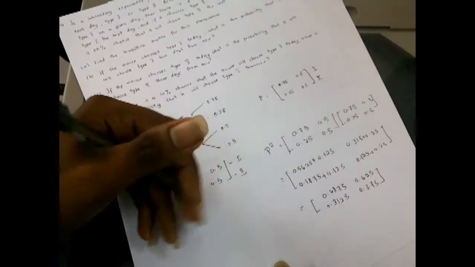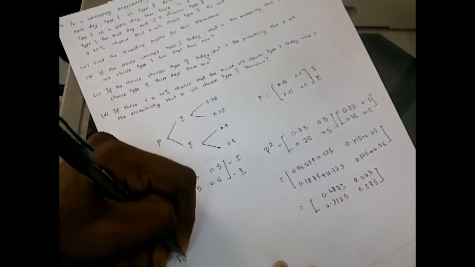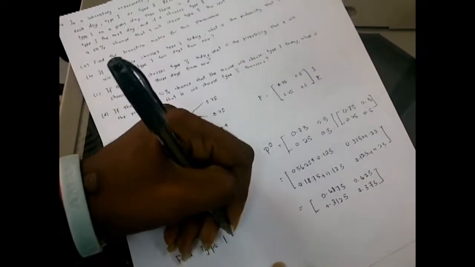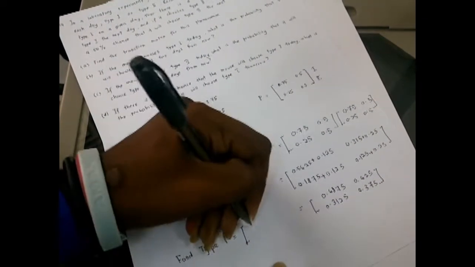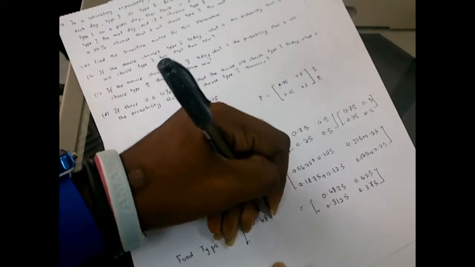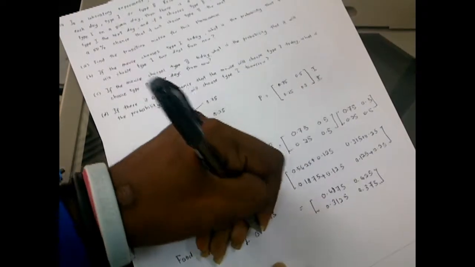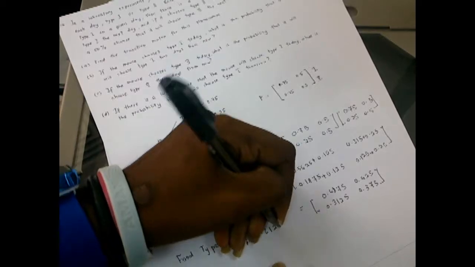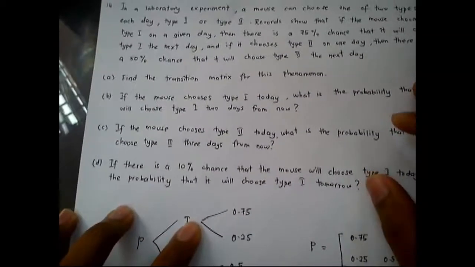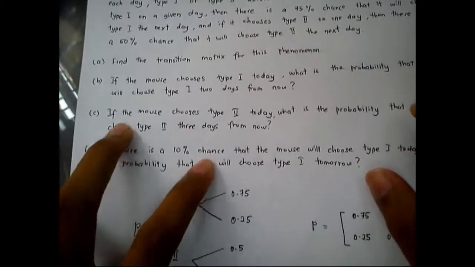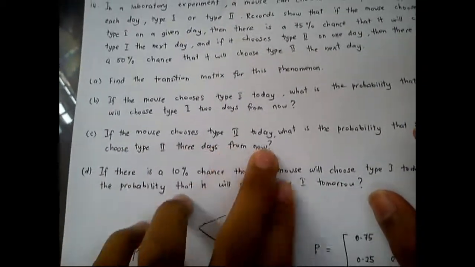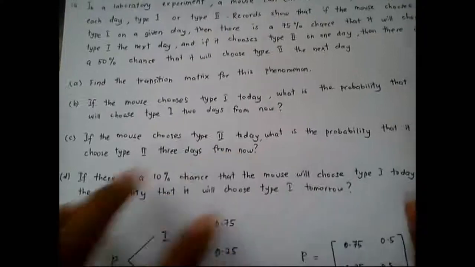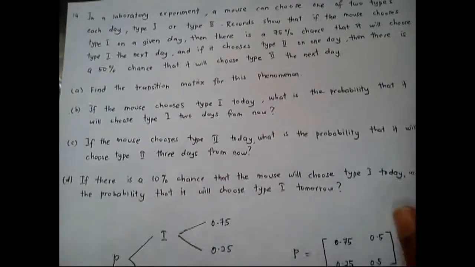So for food type 1, we choose the first column, which is 0.6875 and 0.3125. That's all. For question C, the question is, if the mouse chooses type 2 today, what is the probability that it will choose type 2 3 days from now?